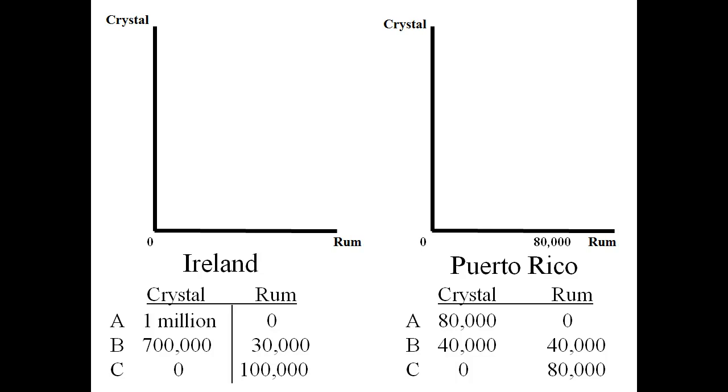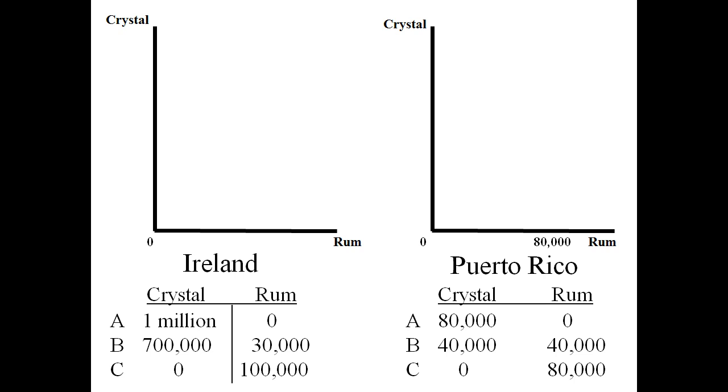Now we're going to relate it to production possibilities curves, which we've already talked about a little bit. We have a chart of Ireland and Puerto Rico, and the chart basically tells us how much crystal and/or rum they can make. So they're trading off between making crystal and making rum. And we're going to plot these points on a production possibilities curve.